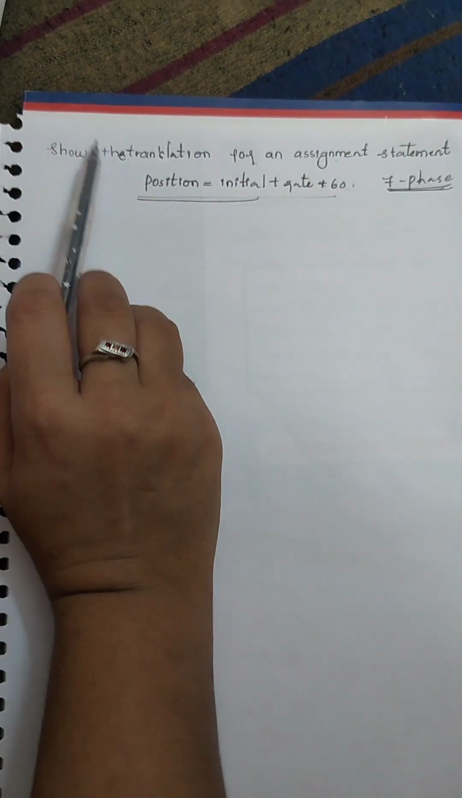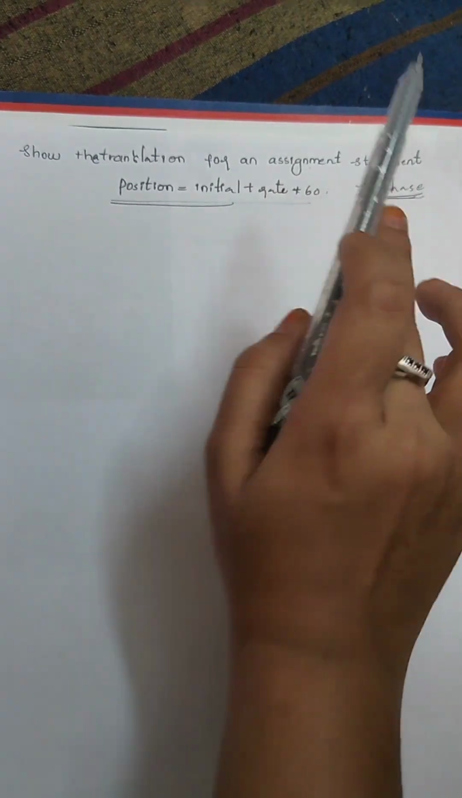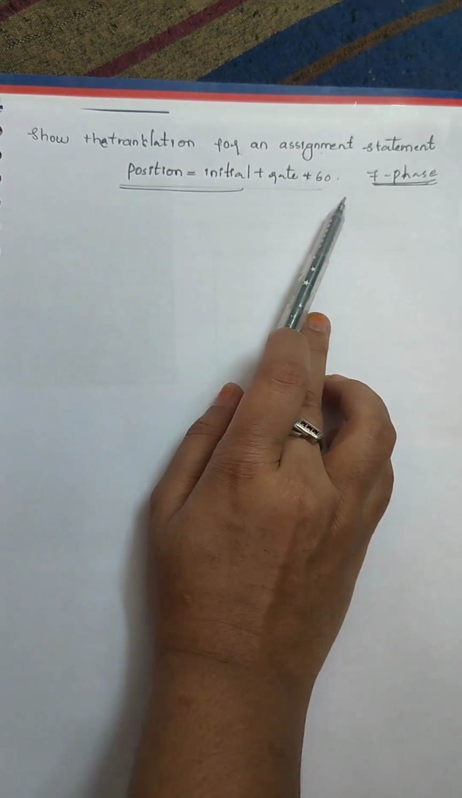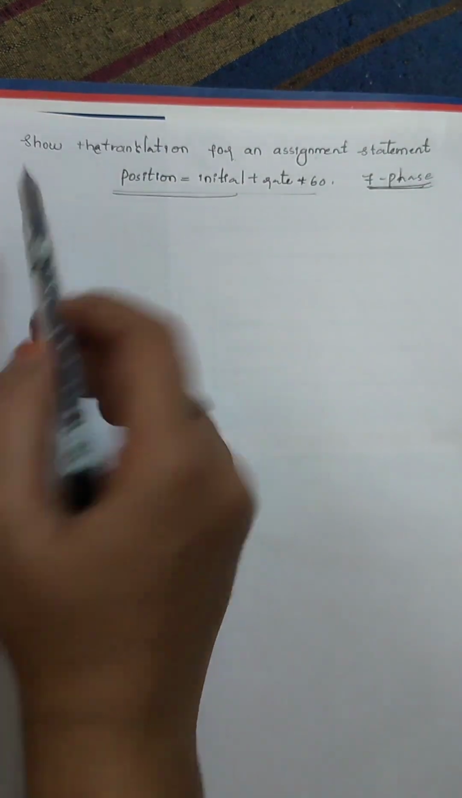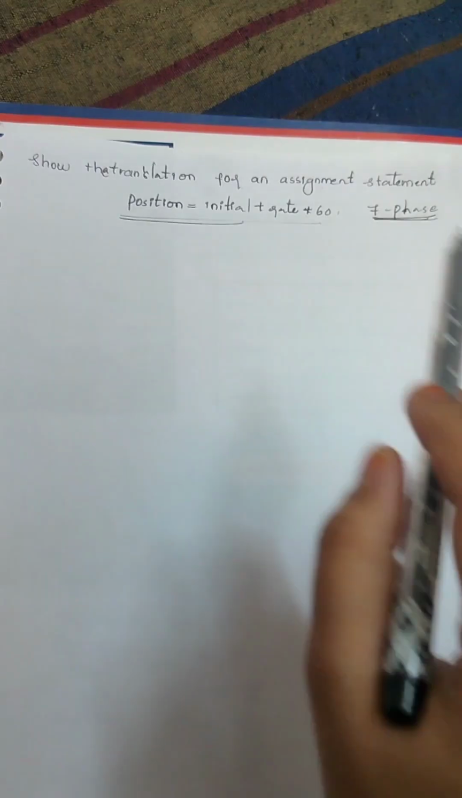Hello friends, the question given is to show the translation for the assignment statement. Here the assignment statement is position = initial + rate * 60. It is about how the compiler translates the high level language into the machine level language. The compiler has 7 phases. Let us see the 7 phases.